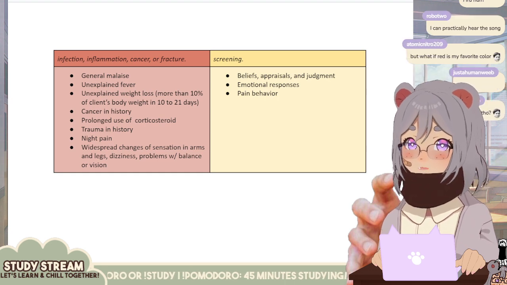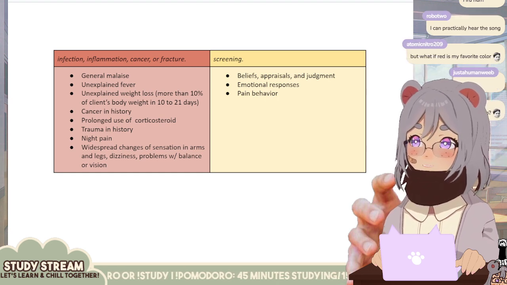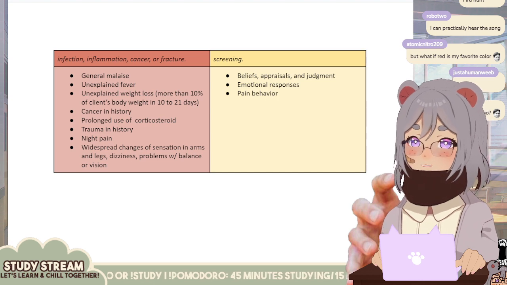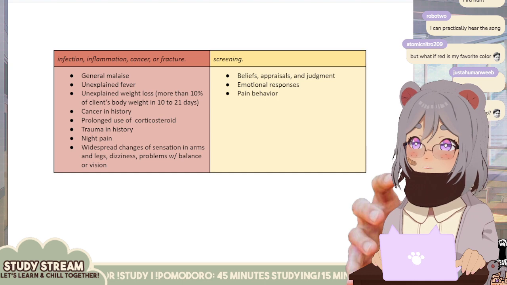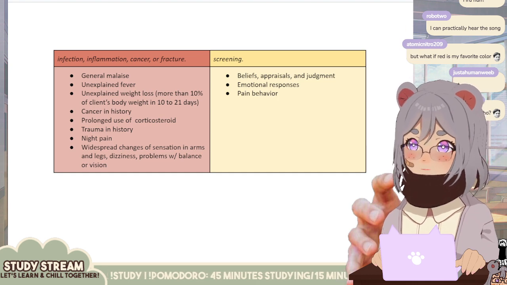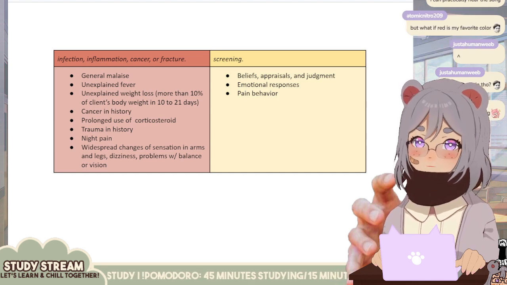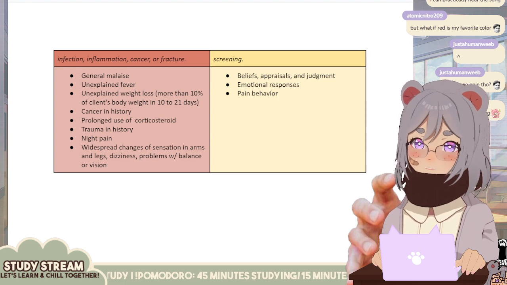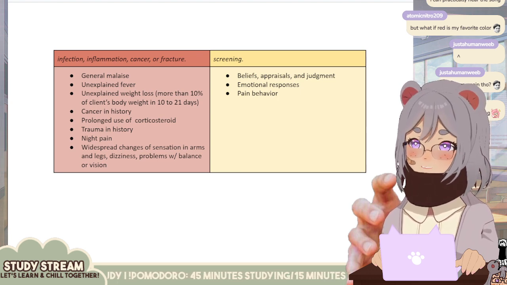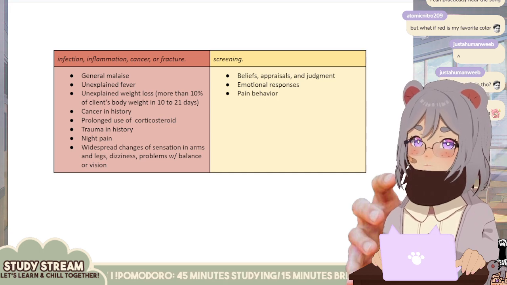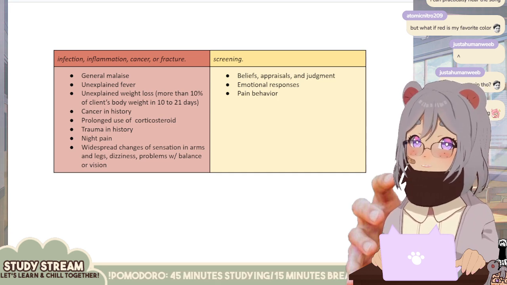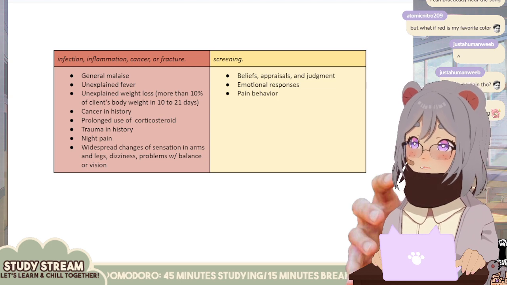Anyway, so for red flags, you're going to have general malaise. So you're just basically tired, fatigued, kind of lazy, and just feeling unwell. Unexplained fever, so they just have a high temperature, over 100 degrees Fahrenheit, or whatever that is in Celsius. Sorry, EU folks, I'm American. Unexplained weight loss, so more than 10% of the client's body weight in 10 to 21 days.